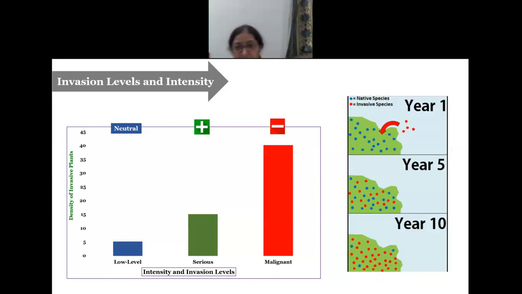So as this figure shows, in the initial stage, when they enter any new area, as they are few in number, even after 5 years, there is not much effect. But after 10 years, it is very clear that now these invasive species are more in number, and native species are at the stage of extinction or leave away, migrate from their homeland to other areas.